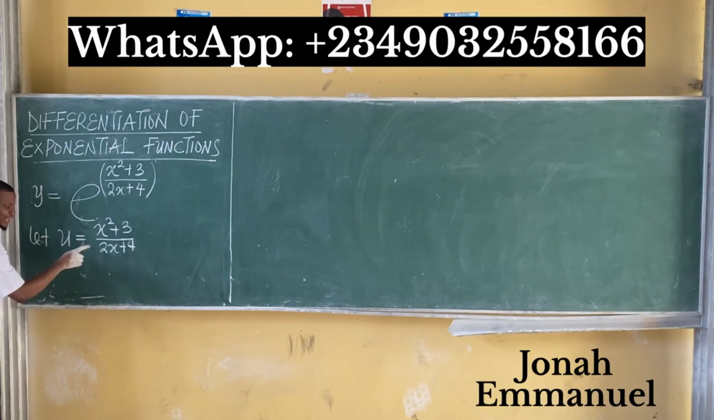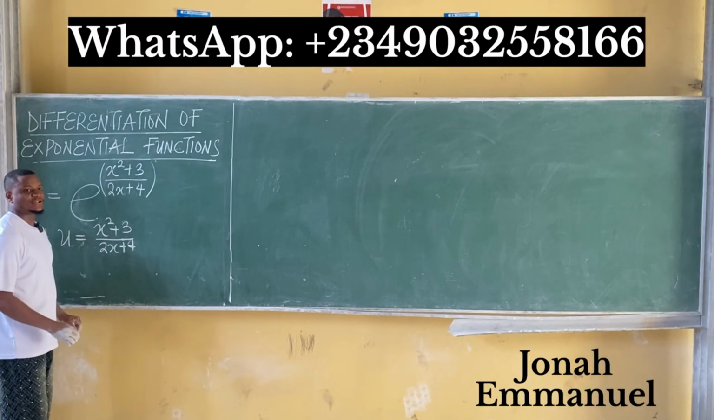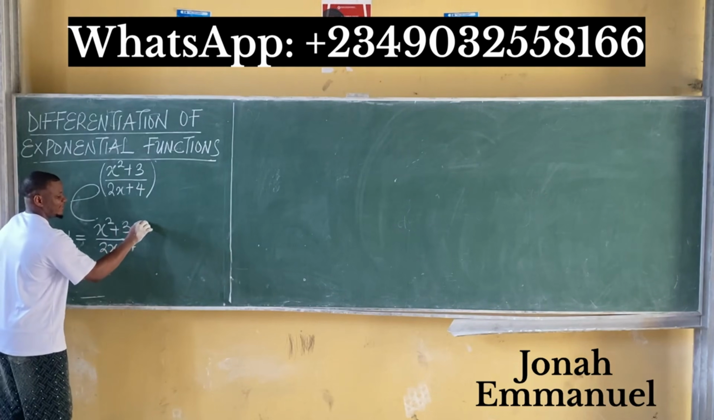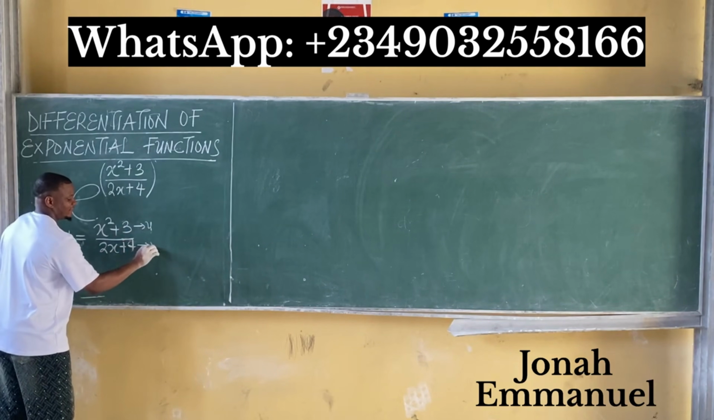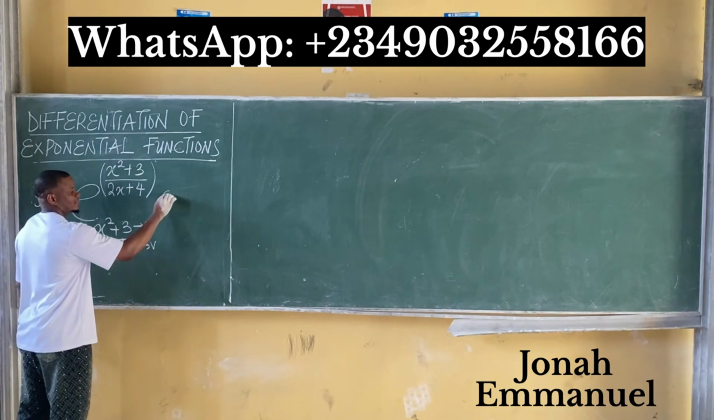In finding du dx, that means differentiate this. To differentiate this, what do we use here? Quotient rule. Why quotient rule? Because this is being divided by this. That's it. So we're using quotient rule. If it's quotient rule, let's do this: this becomes u, this becomes v. Please, what is du dx?